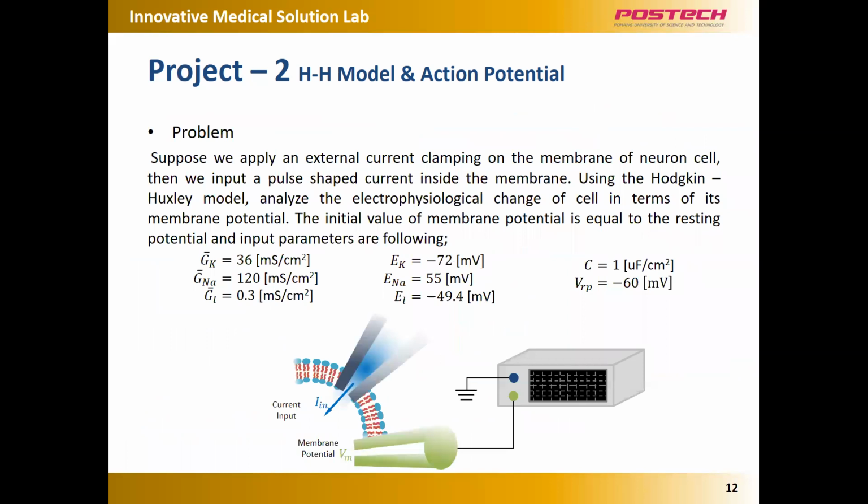Okay, so now let me explain the project. When we inject current into the membrane, and current flows inward, this is read as a voltage pump, and an action potential will be generated. This is the problem that requires interpreting this phenomenon using the Hodgkin-Huxley model and deriving the result.